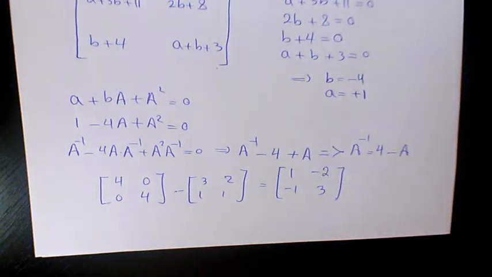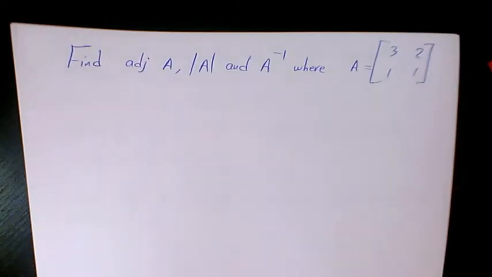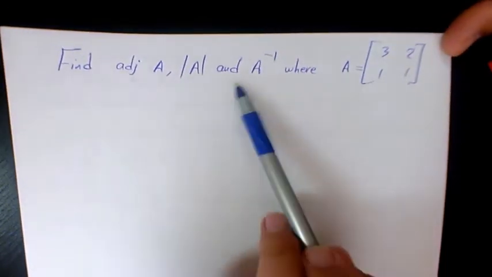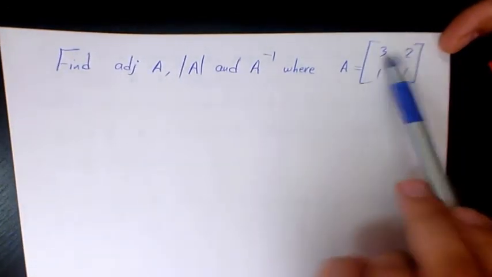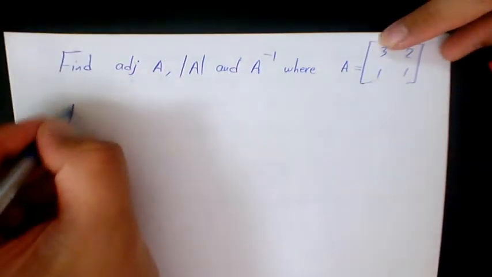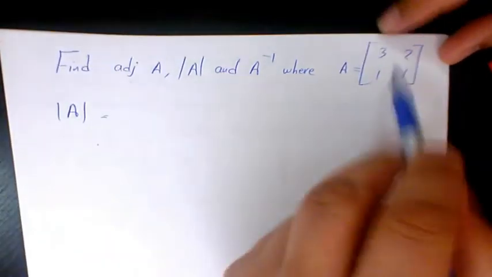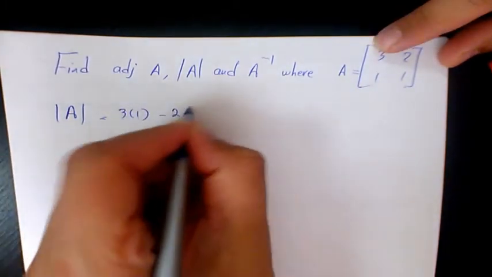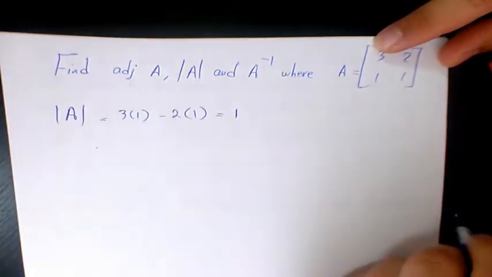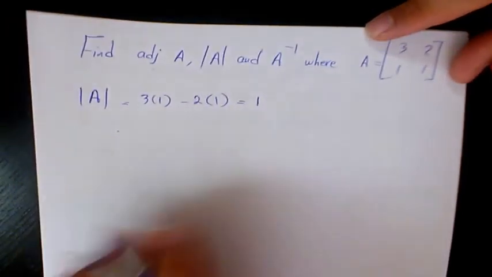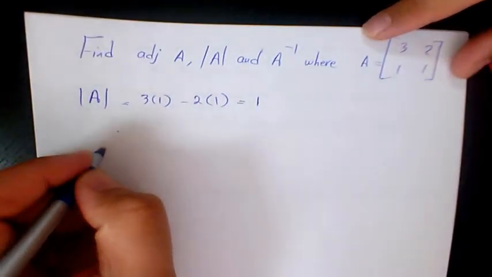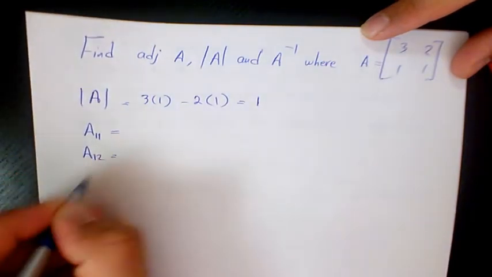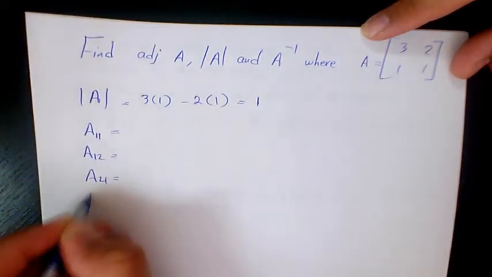That's the answer. Now in this example it says find adjoint of A, determinant of A, and inverse of A, where A is 3, 2, 1, 1. Let's start with determinant of A. That's going to be 3 times 1 minus 2 times 1, which is going to be 1. And then we can find out the adjoint of A. We need to find A11, A12, A21, and A22.